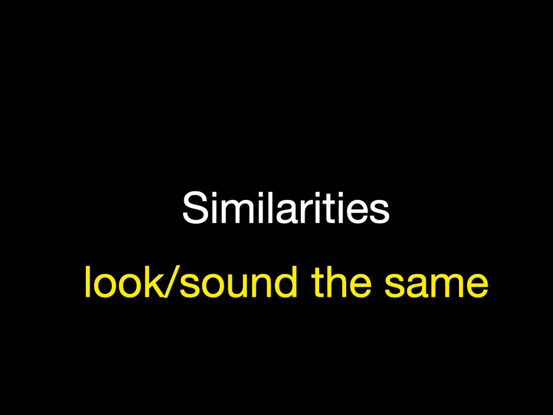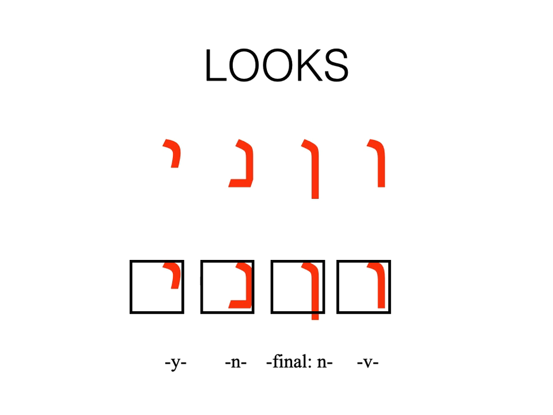The final thing I want to do in this video is look at some similarities with the look, the shape, or the sound of some of these letters. Let's look at first those letters that look the same. We have Vav, final Nun, regular Nun, and Yod. How do you recognize which is which?